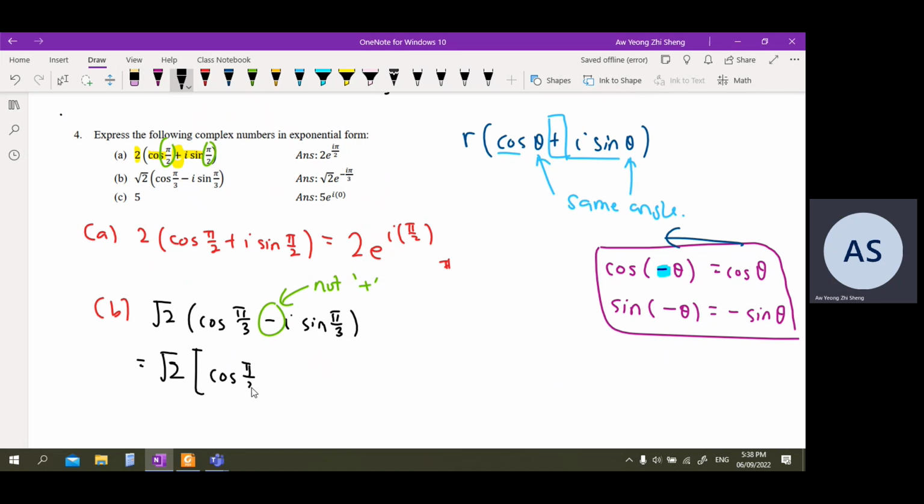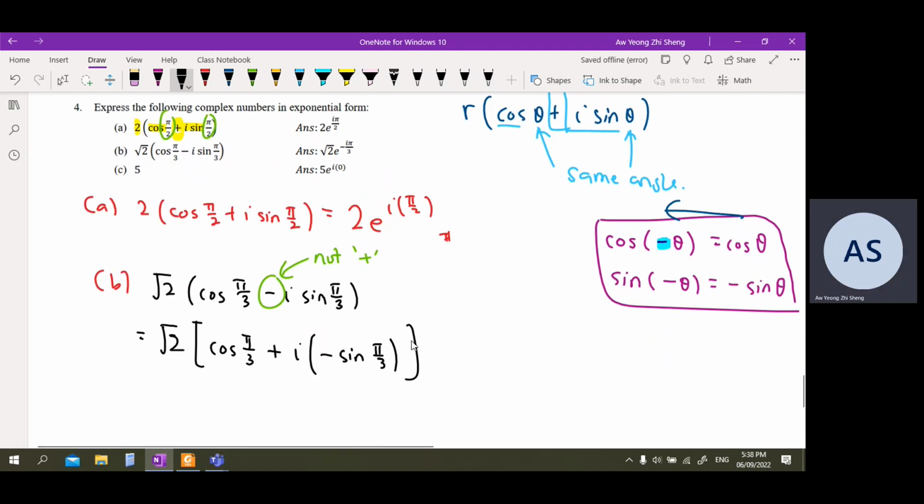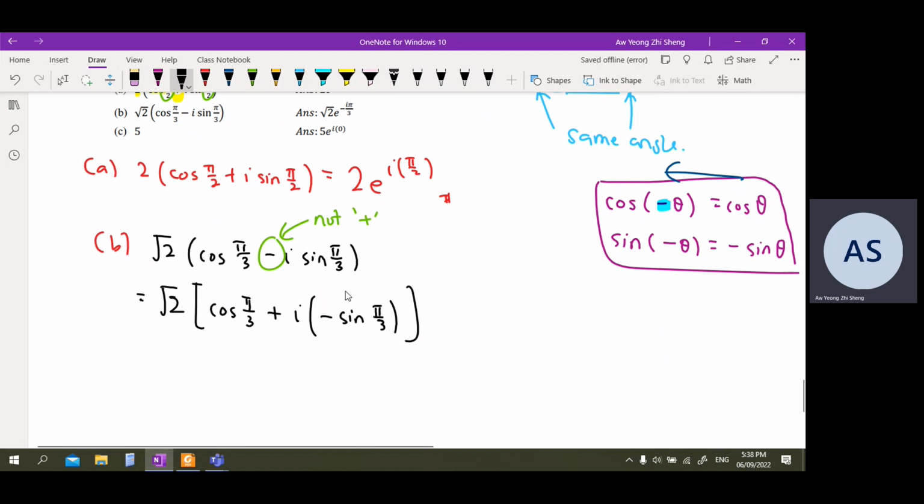This cos pi over 3, I still write it here. Here I convert it to a plus, but I move the negative to stick with the sine term. So I write plus I times minus sine pi over 3. So it's still the same as the previous line, because I'm just shifting the negative and sticking it to the sine term.